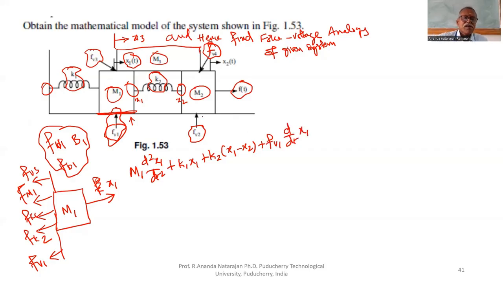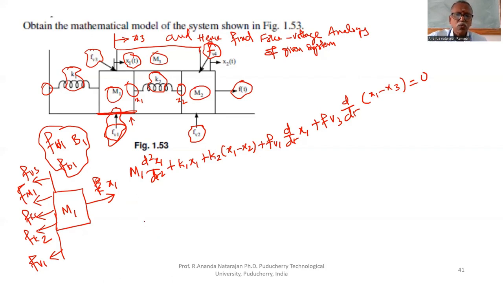That's all. But for fv3, between m1 and m3, the displacement in m1 is x1, displacement in m3 is x3. Therefore, d upon dt of x1 minus x3. How many forces? 1, 2, 3, 4, 5. That's all. Equal to 0. Therefore, no applied force.